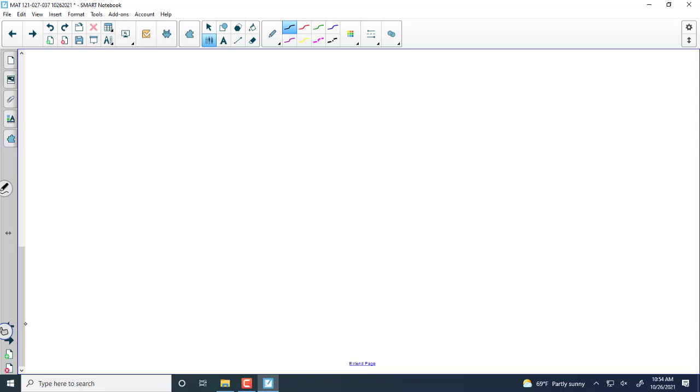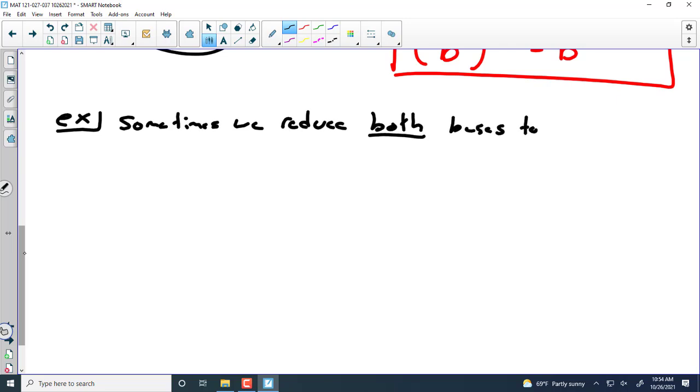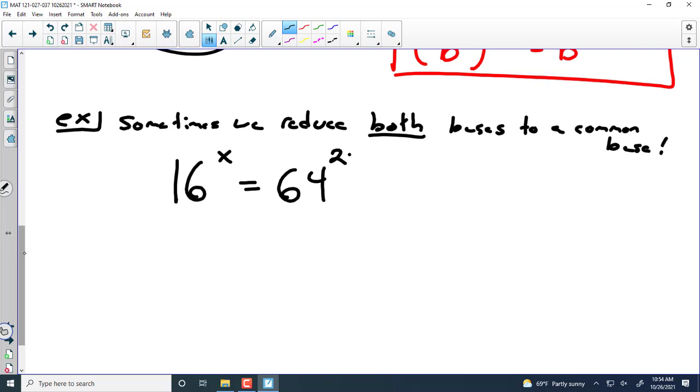And this gets tricky on some problems, absolutely, because sometimes we reduce both bases to a common base. Like on this one right here. See, those bases don't match. And while there is a way to write 16 to a power and have it equal 64, the easiest thing to do in this is reduce both bases down.